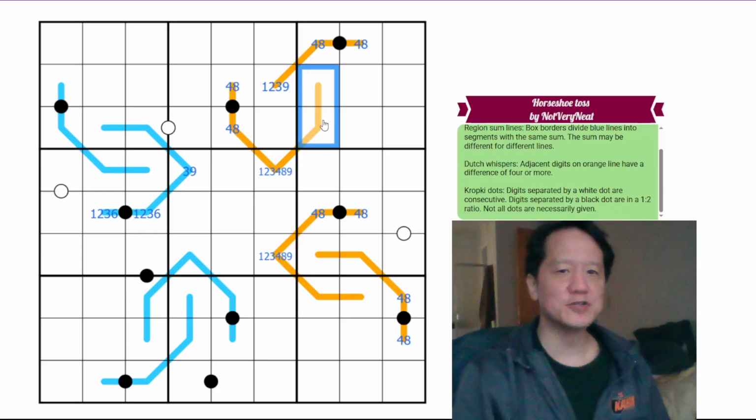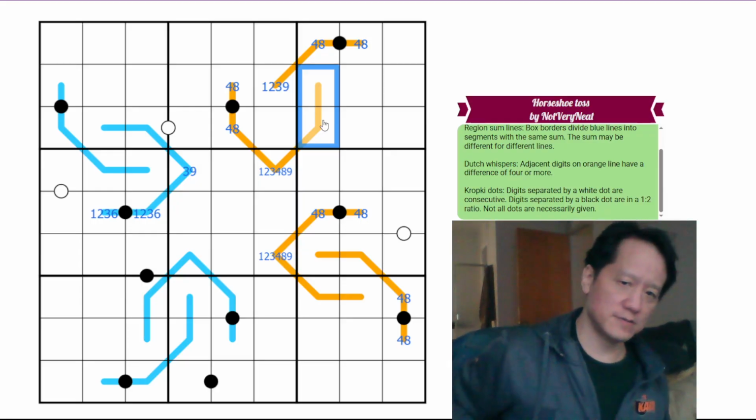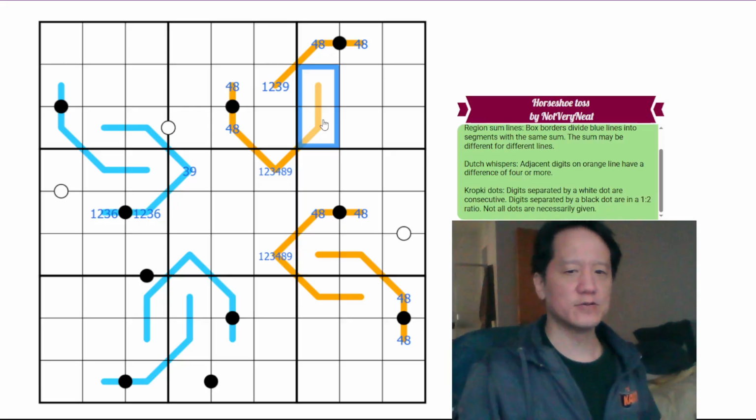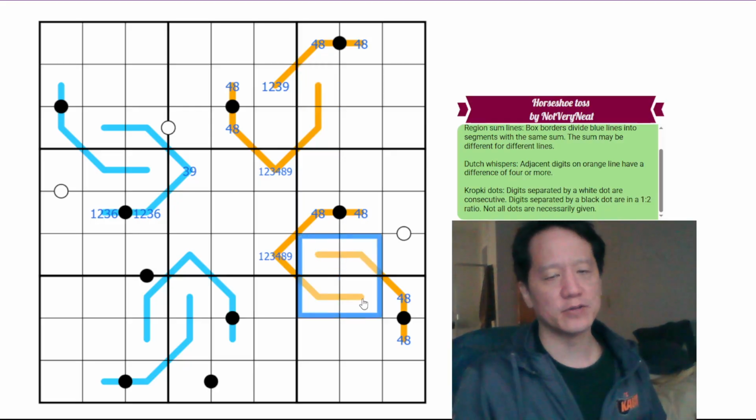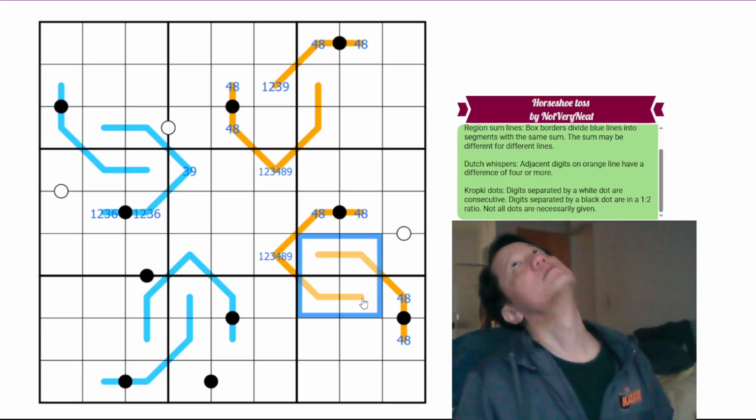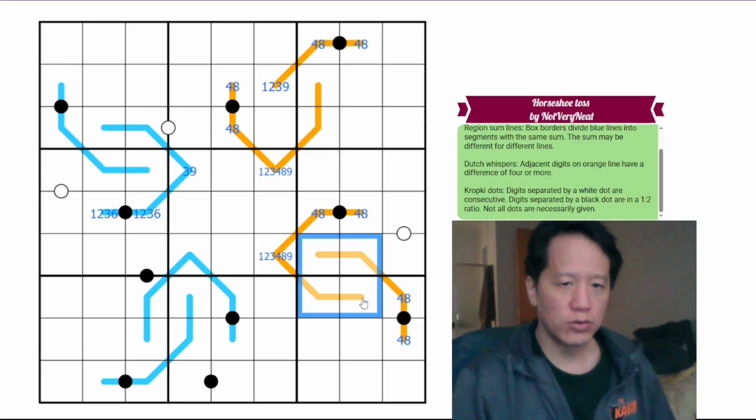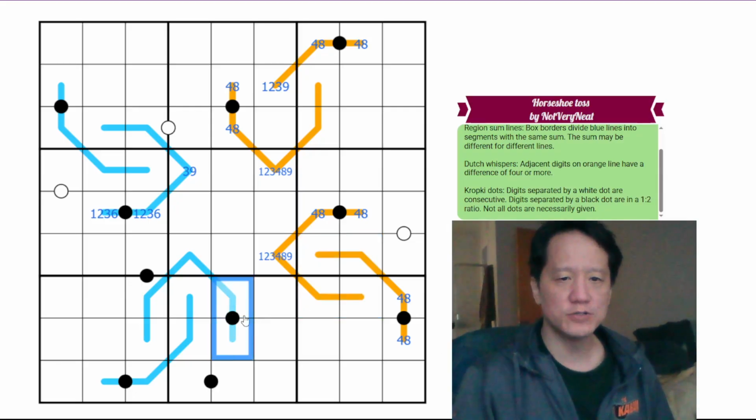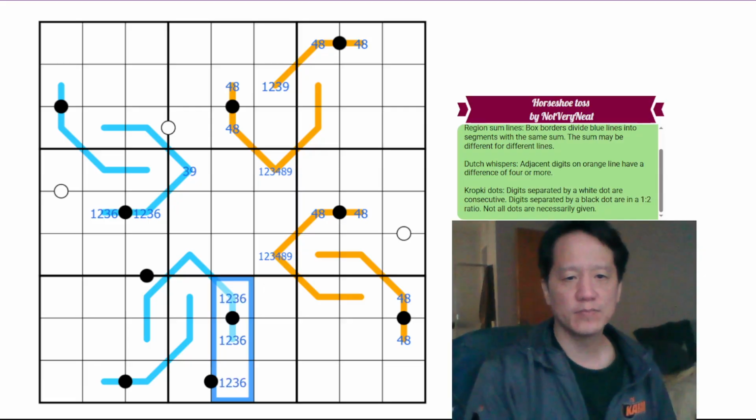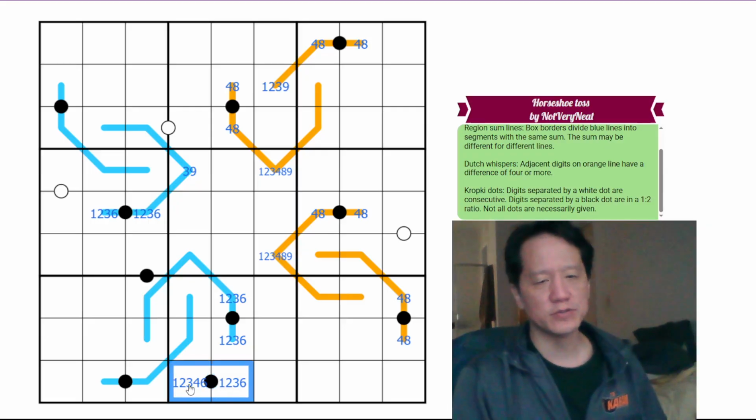We know neither of these could be 4 or 8 because of the 4, 8 pair in the column. Huh. Does that help us any? Not particularly. This has to be 1, 2, 3, and 6 here. So this obviously could be 1, 2, 3, 6 here. It cannot be 8. It could be 4 here, though, also, to be in a 1 to 2 ratio with these digits.